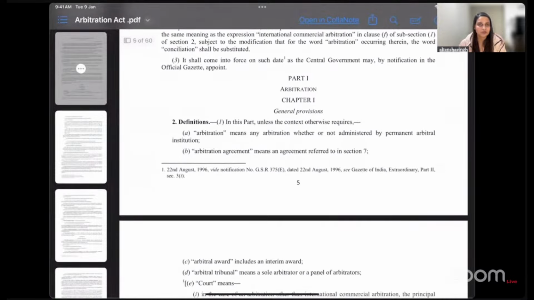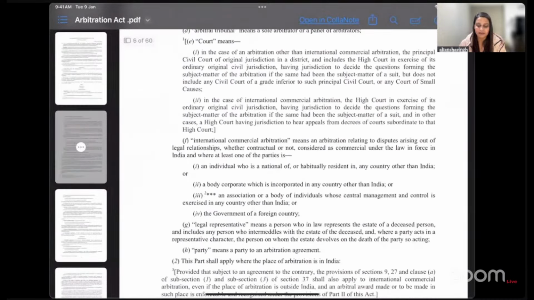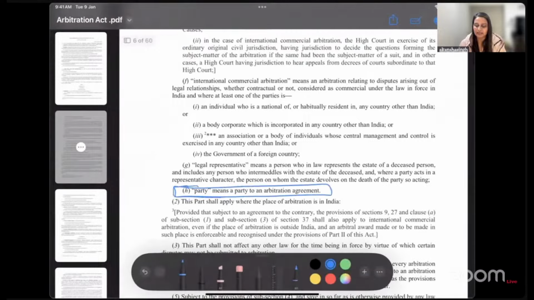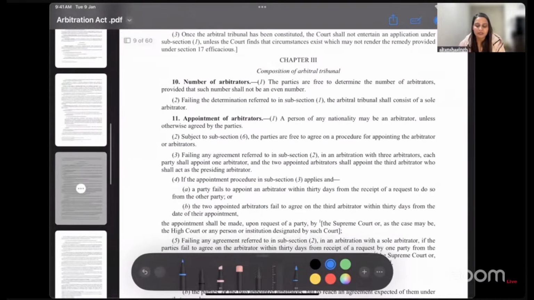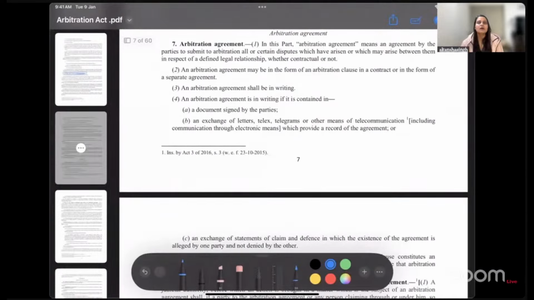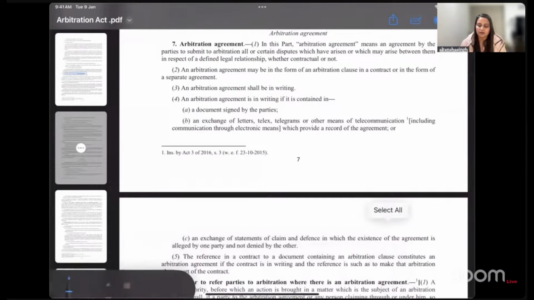So this is section 2 of the Arbitration Act, and I am moving to clause 7, that is party. Party means a party to an arbitration agreement. They do not give you a lot of details in this particular provision. Now you don't get an understanding as to whether they are talking about somebody who has signed the agreement or who has not signed the agreement. That is why the discussion happened, and that is where the entire confusion occurred.